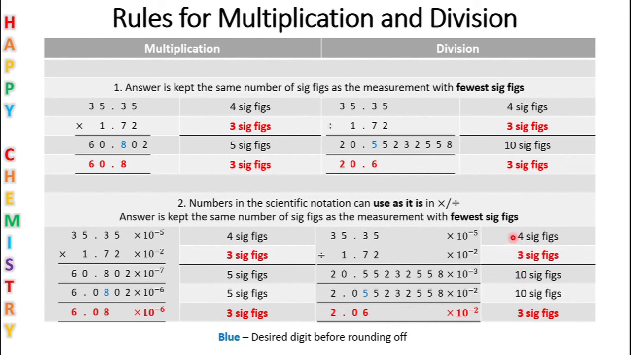35.35 into 10 to the power minus 5 has 4 significant figures. 1.72 into 10 to the power minus 2 has 3 significant figures. Therefore, the answer should have 3 significant figures. To have the correct number of significant figures, the desired digit is 5, indicated in blue. After rounding up, the final answer with 3 significant figures is 2.06 into 10 to the power minus 2.